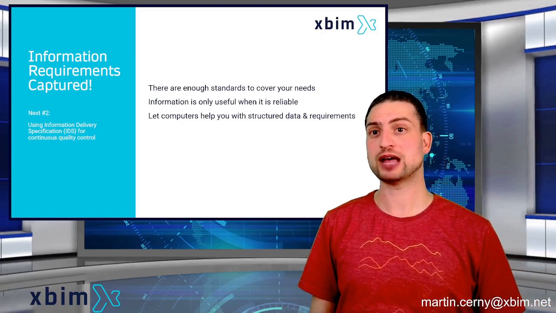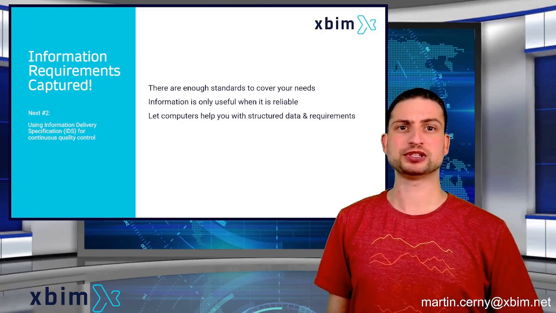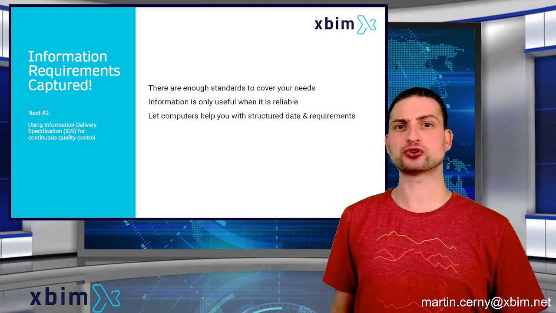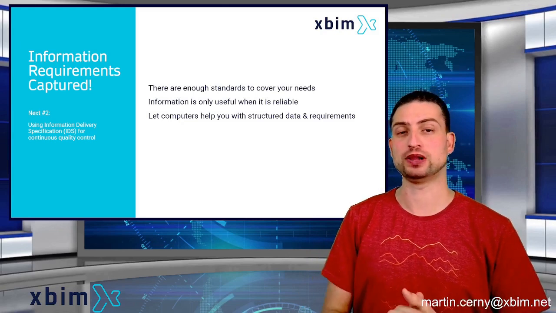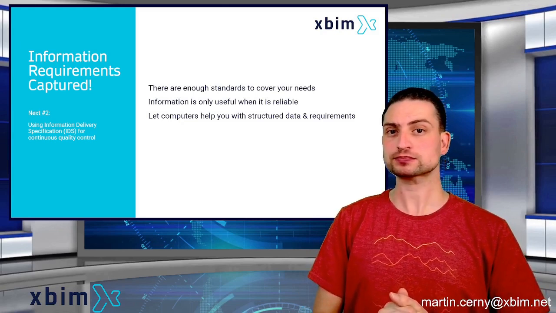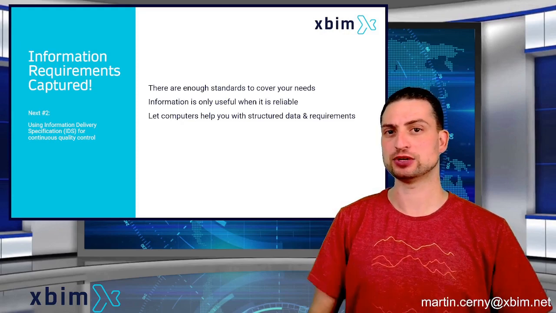Next time, we'll have a look at how to use information delivery specification for continuous quality control. That's where automated model checking will come in. So stay with us and have a look at the next part.